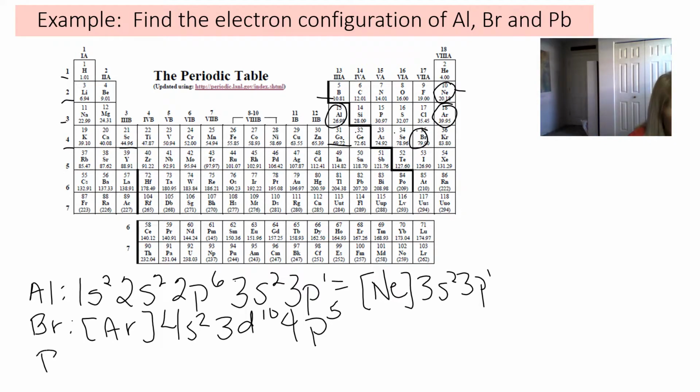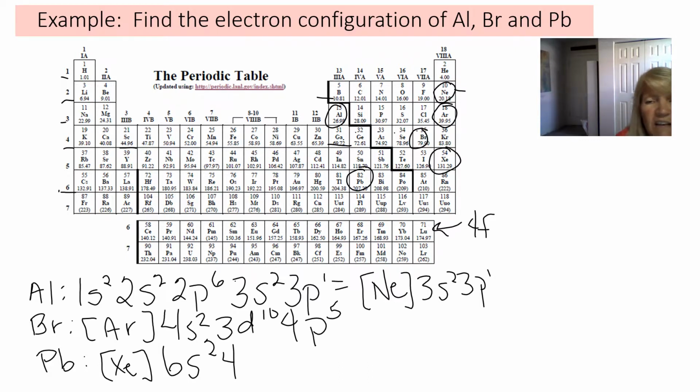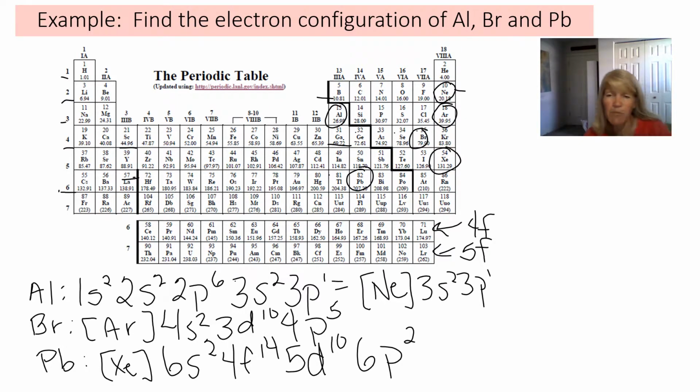And then lead, I wouldn't really ask you this because it's going to have F's, but let's go ahead and do it. Here's lead. So we'll do the noble gas before it, which is xenon. So we just do the row lead is on, that's row 6. So we'll do 6s2. And here's where those F's come in. The F's are 2 behind. So on row 6, these are actually 4F. On row 7, they're actually 5F. Okay? So it's 4F, and there's 14 boxes, if you count them over. Then that brings us up to the D here. So then that's 5D, and there's 10 boxes. And then we go back to the P, which is 6P2. So there's some examples of electron configurations.